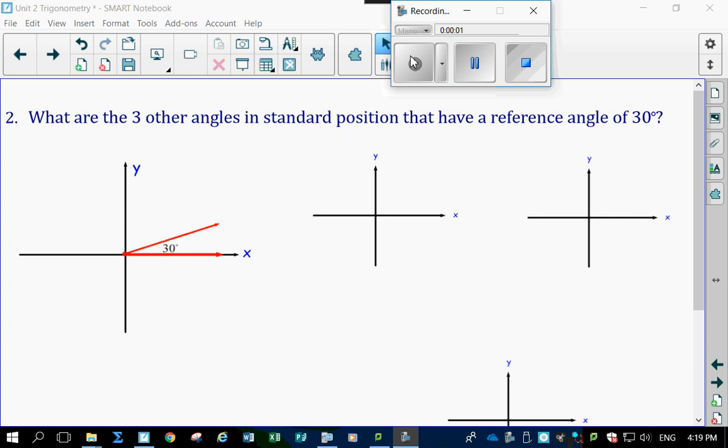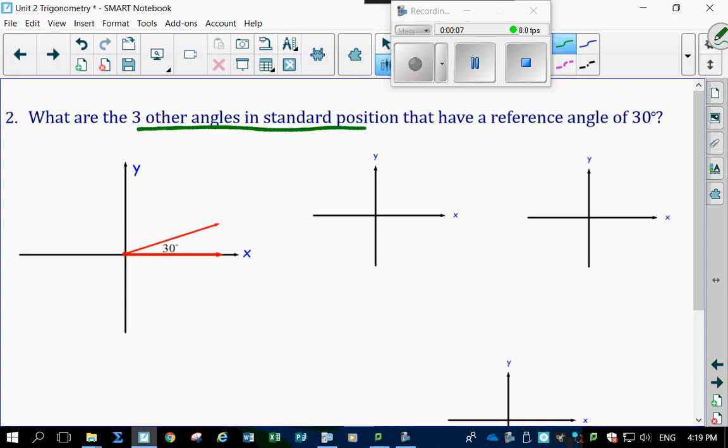All right, let's play around with reference angles a little bit. Look at this. The question says, what are 3 other angles in standard position that have the same reference angle of 30 degrees? Well, here's my first one. This is pretty obvious. There's my theta r, my reference angle of 30 degrees.